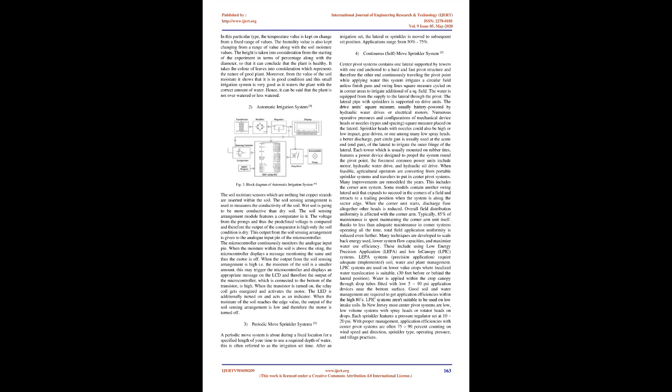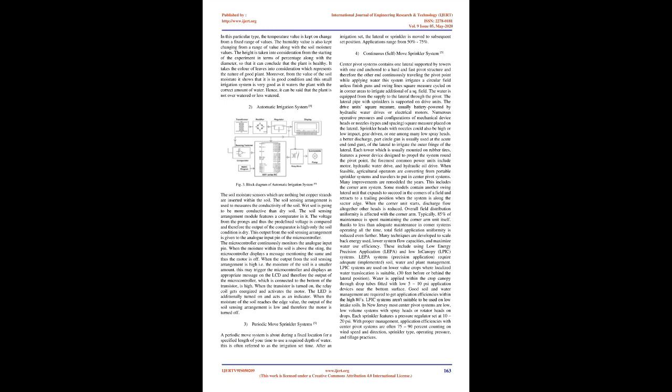3. Periodic move sprinkler systems. A periodic move system is set in a fixed location for a specified length of time to apply a required depth of water. This is often referred to as the irrigation set time. After an irrigation set, the lateral or sprinkler is moved to the next set position. Application efficiencies range from 50% to 75%.